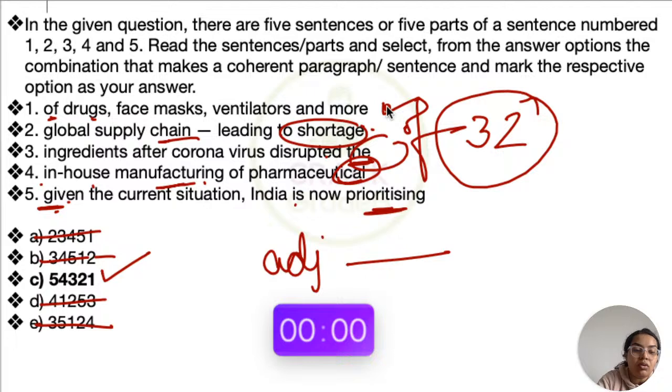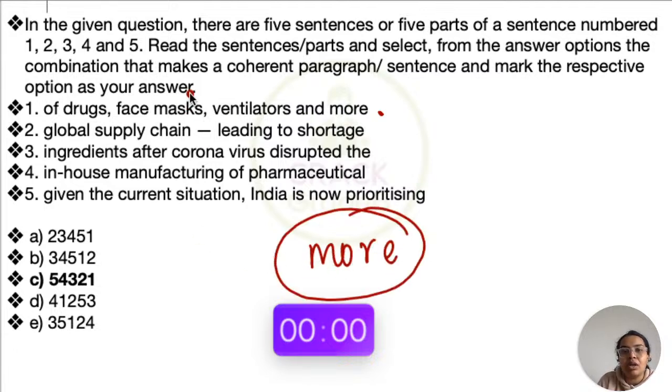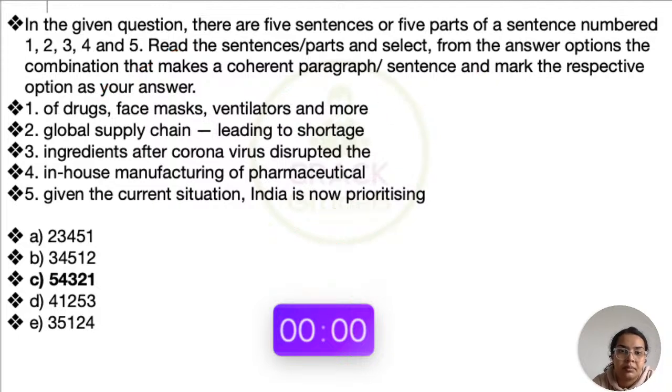Okay. Now one thing is very interesting here. Your sentence ends at more. So please remember this more here is enough to talk about more such things. Okay. And that's why we don't need a noun to complete the sentence. We can of course end our sentence at the word more.